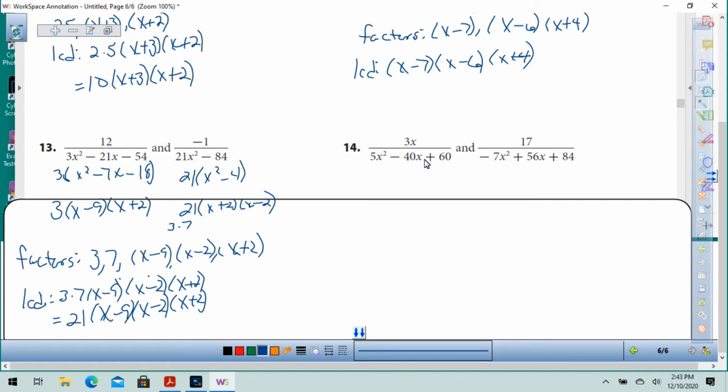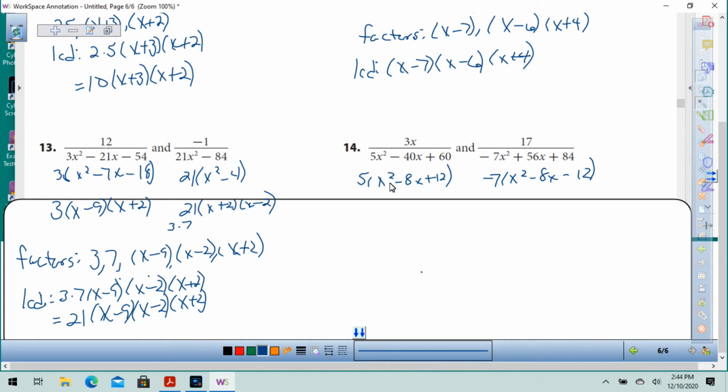Let's take a look over here. I think I can take 5 out of there. 5, that's going to give me x squared minus 8x plus 12. Excellent. I think I can take a negative 7 out of there. That gives me x squared minus 8x. It's going to be minus 12, I believe. All right, let's see. 7 and 84. That's 1. That's 7. That's 14. Yeah, that's 12. There we go. All right.